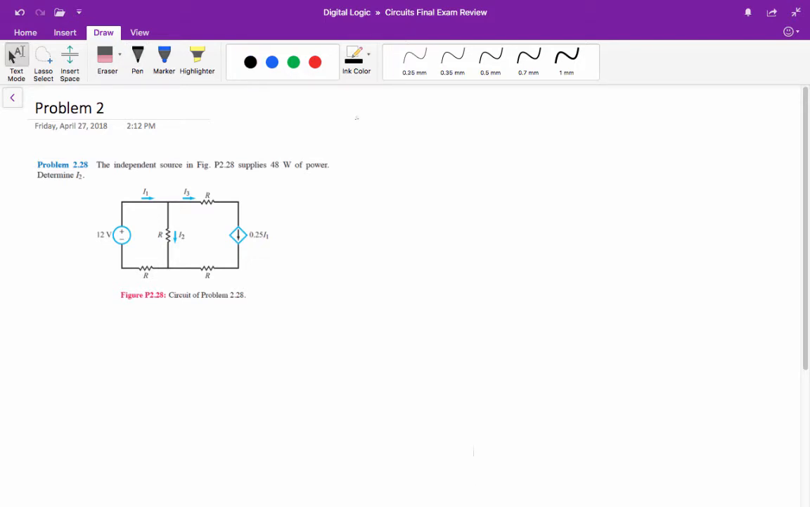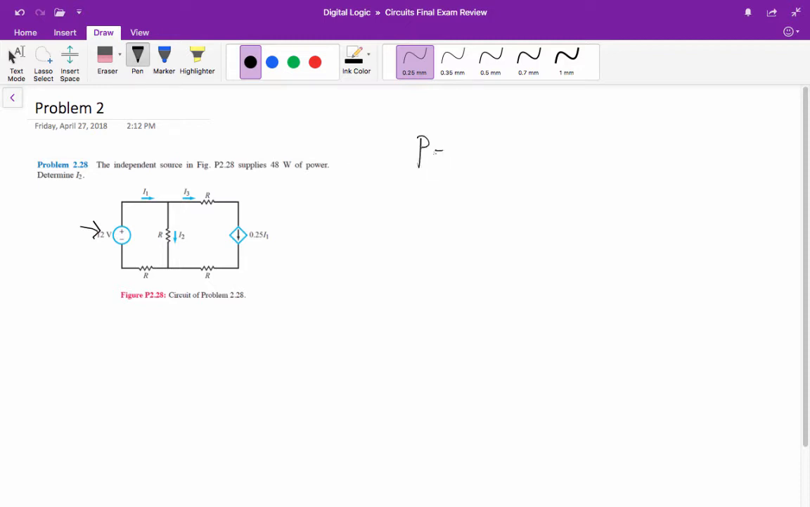So the independent source in figure 2.28 supplies 48 watts of power. Determine I2. So here's the independent source right here. This one is dependent because it depends on I1. So the independent source is 12 volts and it supplies 48 watts of power.